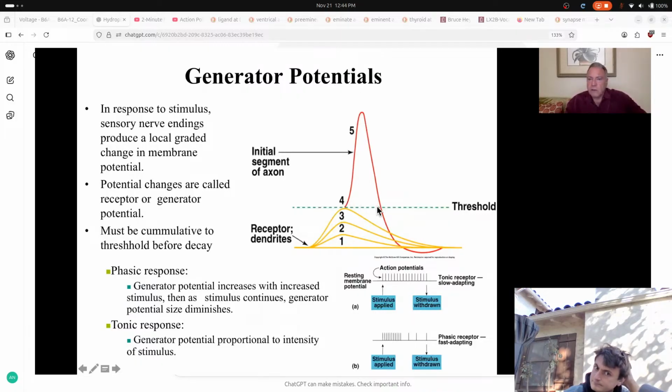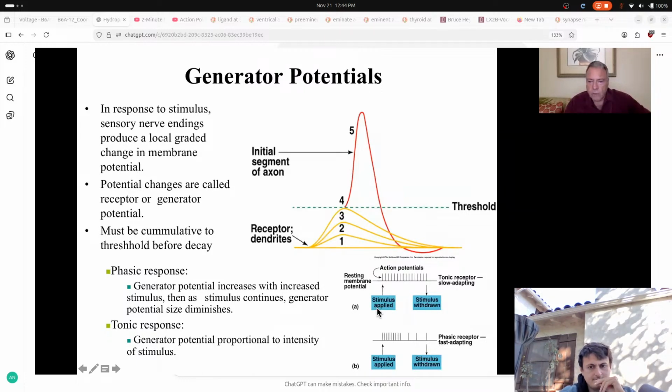And if it's still at threshold, I'm going to get another signal. So how frequently am I making action potentials? Every time I get one action potential, which we're talking about milliseconds here, an action potential at the hillock, I'm going to get a nerve impulse travel down an axon. If I get another threshold stimulus, a generator potential, then I'm going to get another action potential, a series of action potentials down there. So the intensity of the signal is transmitted by the frequency of action potentials, not the amplitude, not the size of the action potential.